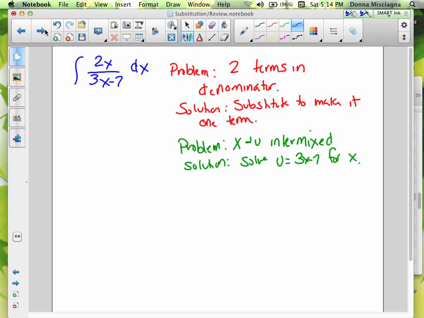This is a creative use of substitution to deal with problem number 1, which is the fact that we have 2 terms in the denominator. So we're using a substitution to make it 1 term. So we're going to let u stand for those 2 terms.